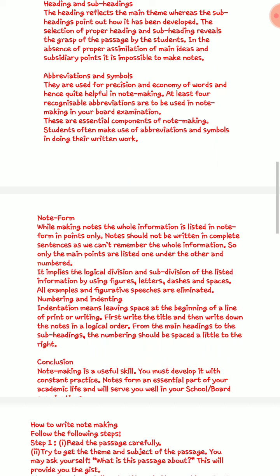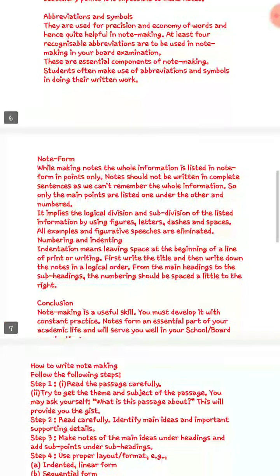So there should be a proper assimilation of ideas, taking the main points and the sub points. It should be a proper assimilation or assembling of ideas, then only it is possible. Otherwise it is impossible to make notes.